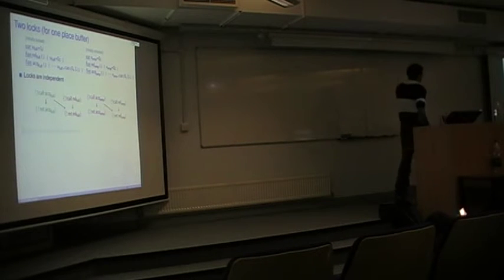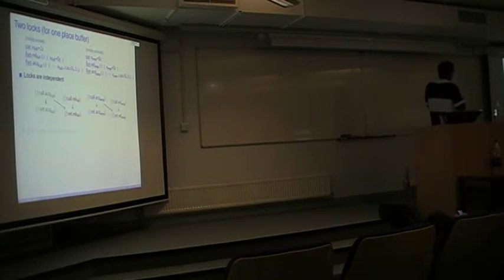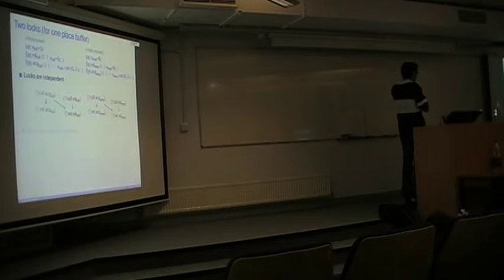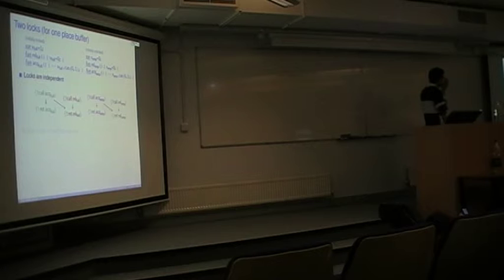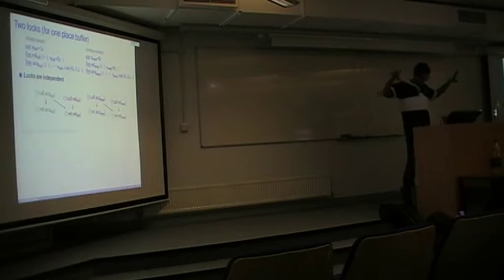So what are we doing? I'm implementing this buffer. It just has one slot. There's the full lock, which is checking for the buffer being full, and there's an empty lock, which is checking for the buffer being empty, and these two locks are independent, right?